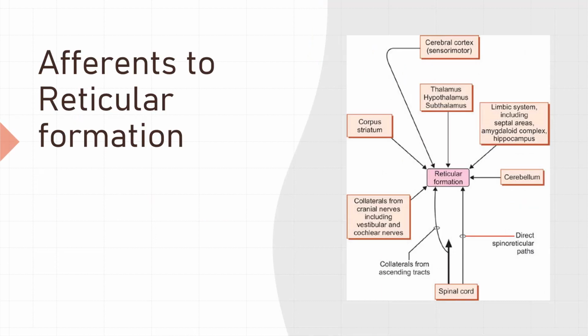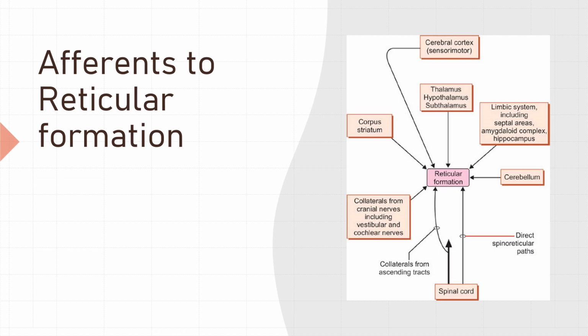So the nuclei of the reticular formation receive information from various parts of the CNS through various tracts. These are known as afferent connections of the reticular formation. The reticular formation receives signals from the spinal cord via the spinoreticular tract and via collaterals from all ascending tracts. From the brainstem, they are collaterals from the cranial nerves, including the vestibular and the cochlear nerves. From the cerebellum, there are tracts through the cerebelloreticular tracts.